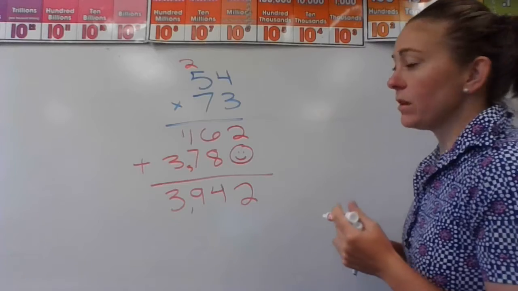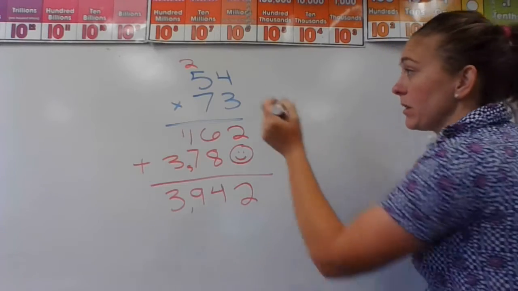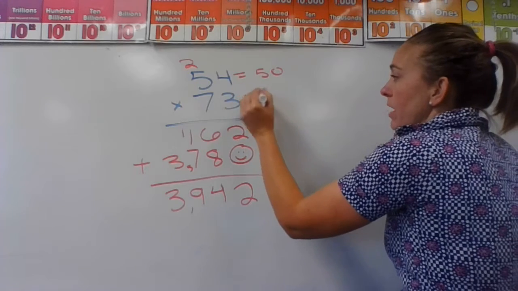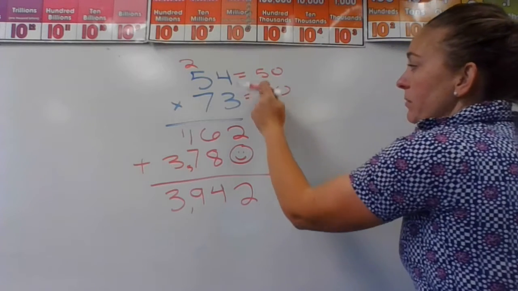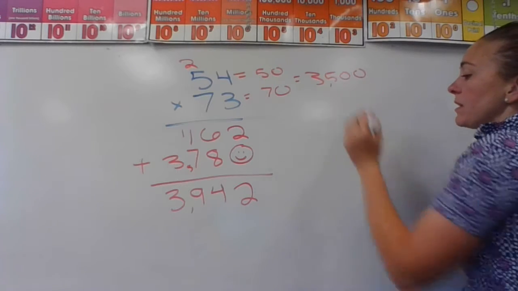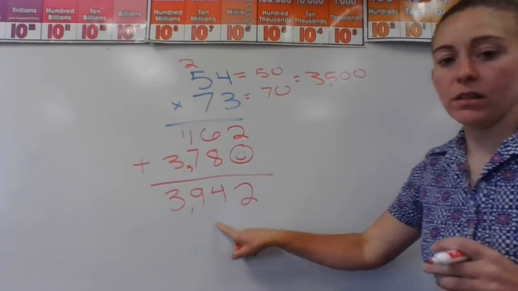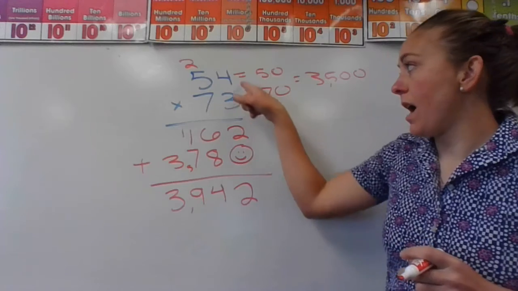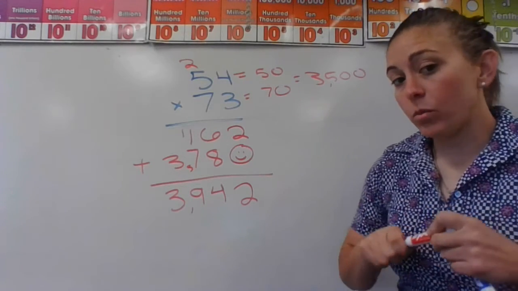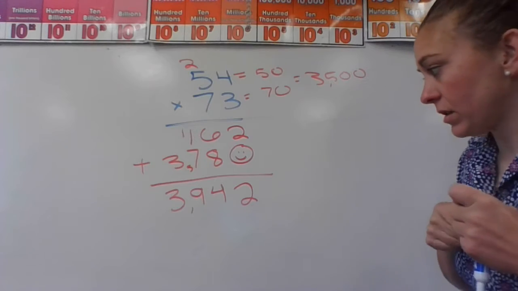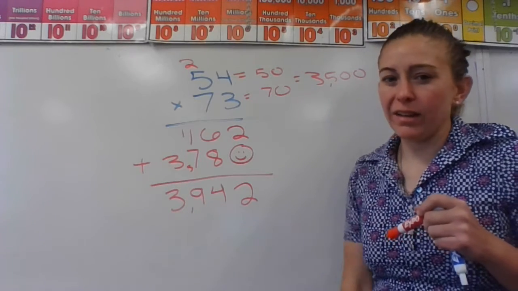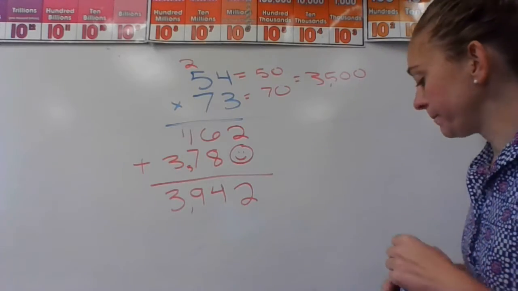3,942. And if we kind of guess on this one, 54 is about 50. 73 would round to 70. 5 times 7 is 35 with 2 zeros, that would be 3,500. Our number's a little bit bigger because we have a little bit more here than we actually rounded with. So it seems like it's a reasonable answer to get. Now, if I had, like, 10,000 or 30,000, then I'd be thinking something was probably wrong.